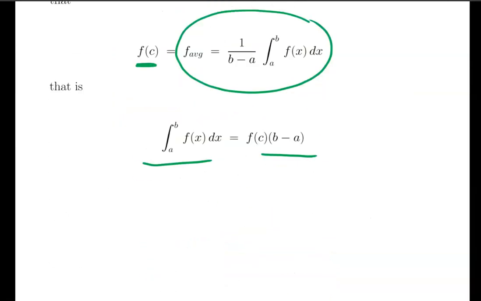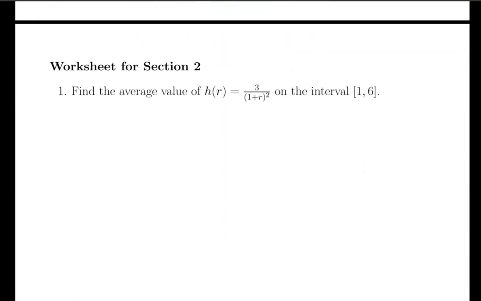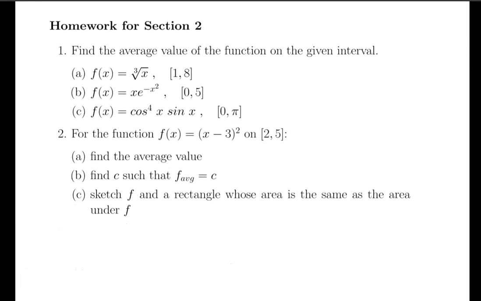Okay. So this is a pretty straightforward section. Again, straightforward, finding the average value. So integrate this from 1 to 6 and then divide by 5, and similar kind of thing on the homework. All right. This one you might have to think about a little bit more.